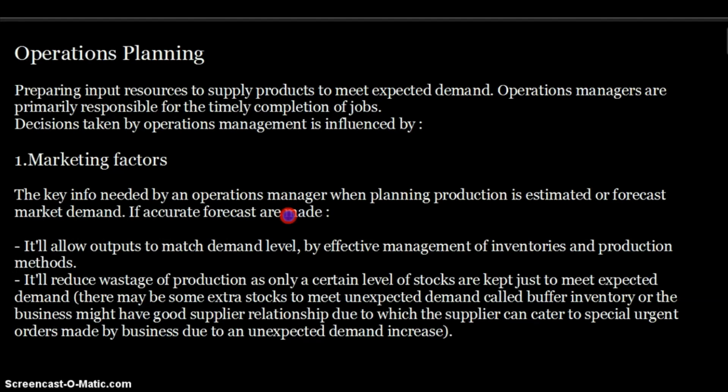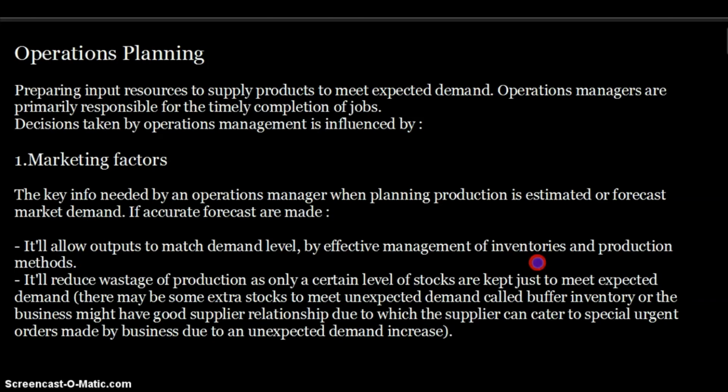So, marketing factors. The key info needed by an operations manager when planning production is estimated or forecast demand. The info that the operations manager requires from the marketing department is basically the estimate of forecast market demand, so that they can work accordingly and try to match that demand level. If accurate forecasts are made by the marketing department, how can that benefit the operations and the overall business? Well, it will allow outputs to match demand level by effective management of inventories and production methods. That's the work of operations for achieving your business objectives.